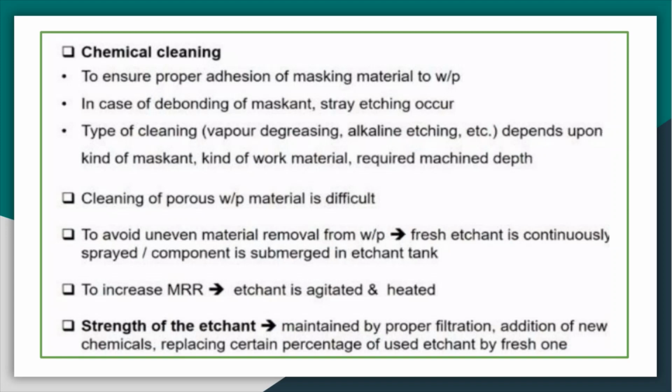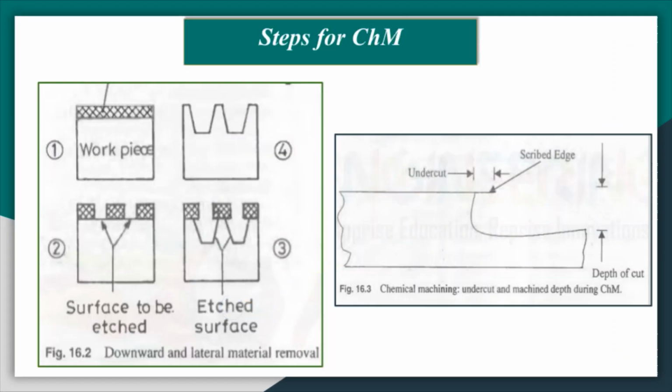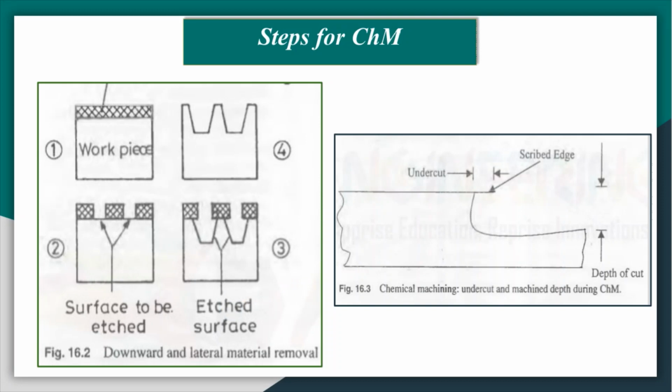Material removal during chemical machining takes place both downward and lateral from the exposed area. This I have shown in the second figure. There you can see how we can remove the material in the downward and lateral directions. The material removed from the upper side, that first one, we can call the depth of cut or machined depth.